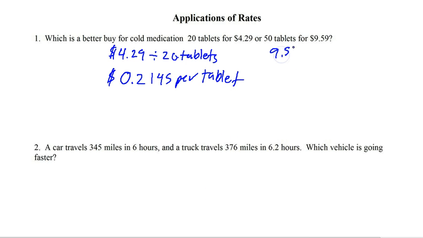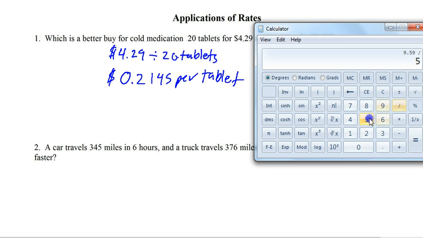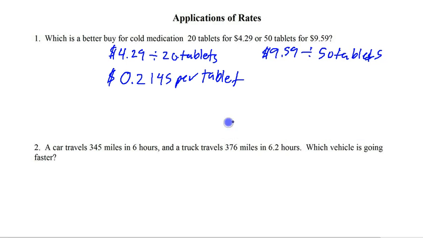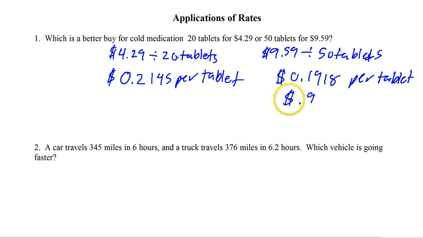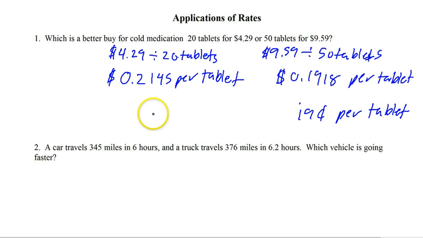So we do the 9.59 divided by 50. And again, this will tell us the dollars per tablet. So 9.59 divided by 50. That's 0.1918 per tablet. So making this a little bit nicer, let's get rid of the dollars and put 19 cents per tablet. And over here, this is 21 cents per tablet.